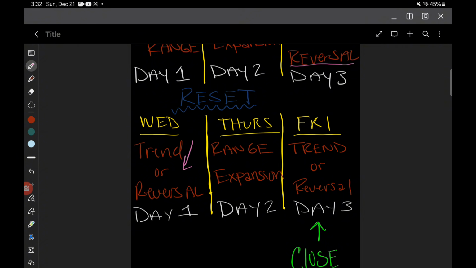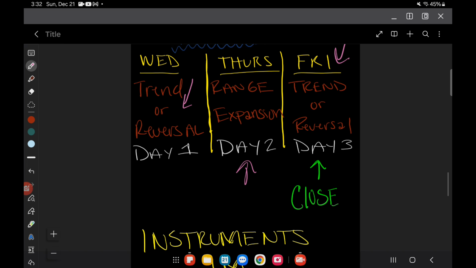Thursday, range expansion day. That's day 2. All right. That expands the range. And then Friday is day 3. That's our trade day. That's when we take our trades. And the day 3s will always be either a trend or a reversal. All right. Now, Friday is the close of the market.